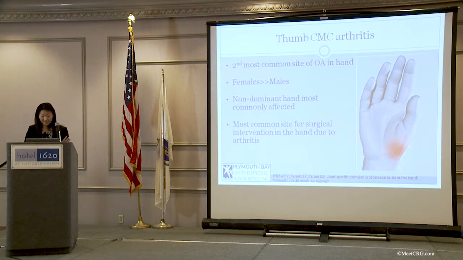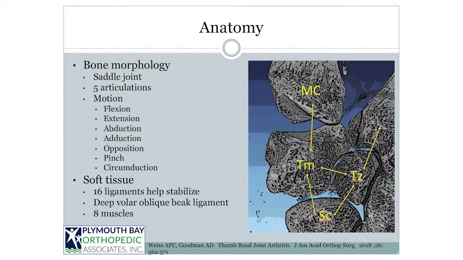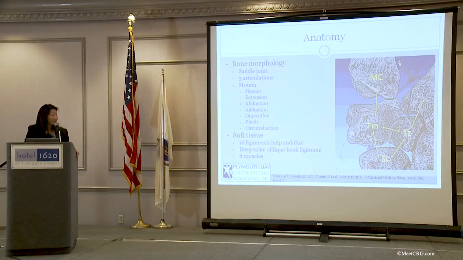But this is where I do most surgery for arthritis in the hand. The anatomy is somewhat complex, but basically the thumb base joint is a saddle joint that has 5 different articulations in that area. Where the metacarpal meets the trapezium, where the trapezium meets the trapezoid, where the trapezium meets the scaphoid, scaphoid to the trapezoid, and trapezoid to the index metacarpal. So there are a lot of different joints there.